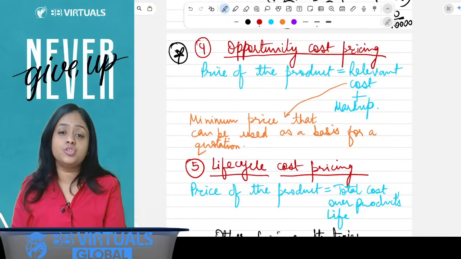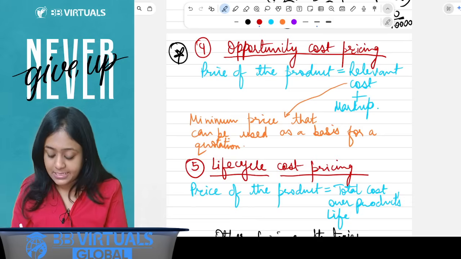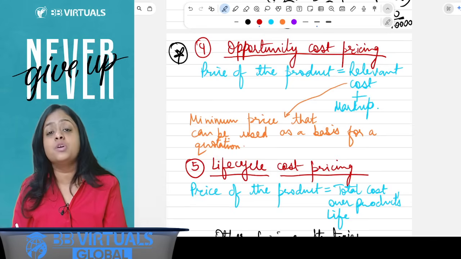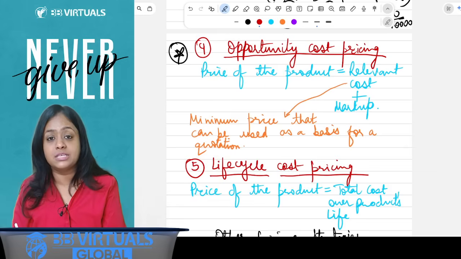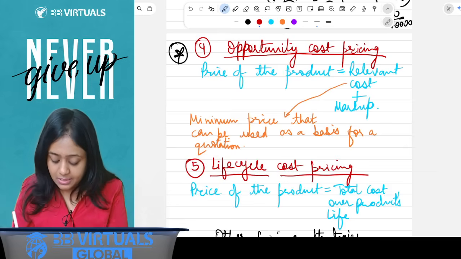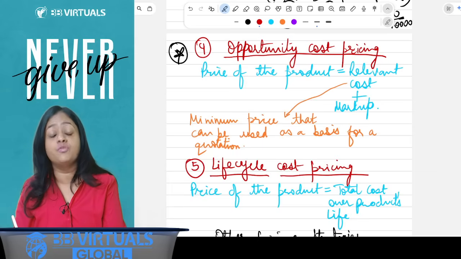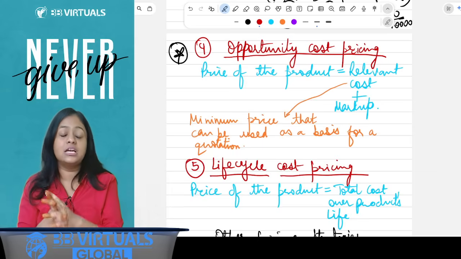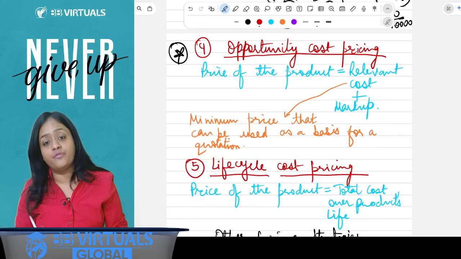Next is opportunity cost pricing, that simply says get the relevant cost plus markup. Relevant cost is the opportunity cost, right? It is the minimum price that can be used as a basis for quotation. Simply, here when we say the price of the product, we always call it the incremental cost. It is the price that we have to cover in order to manufacture the product.